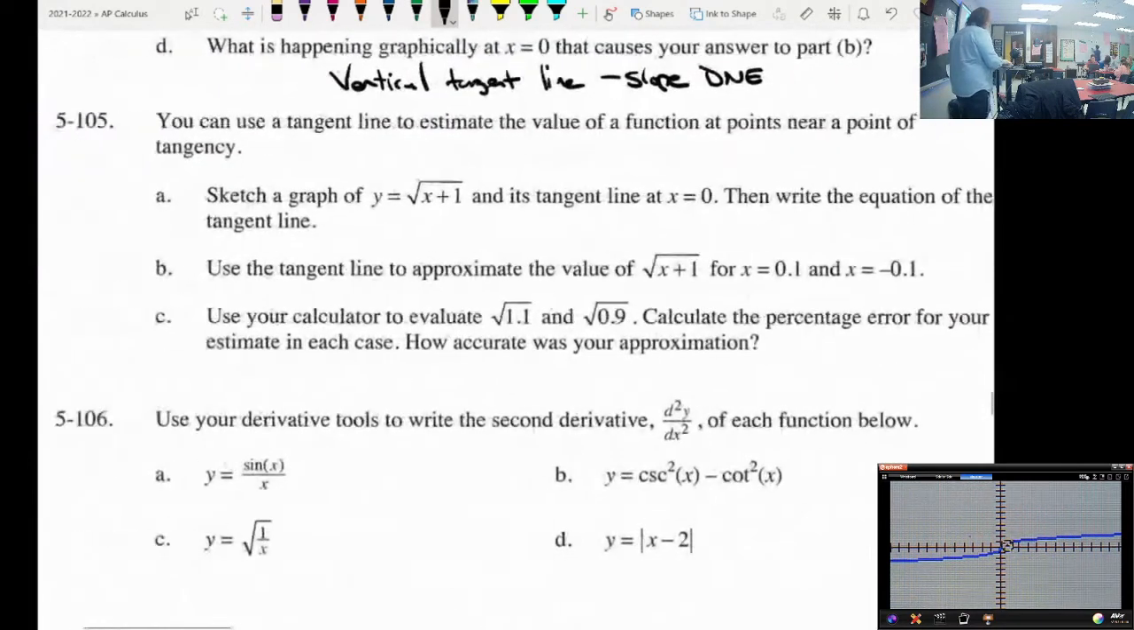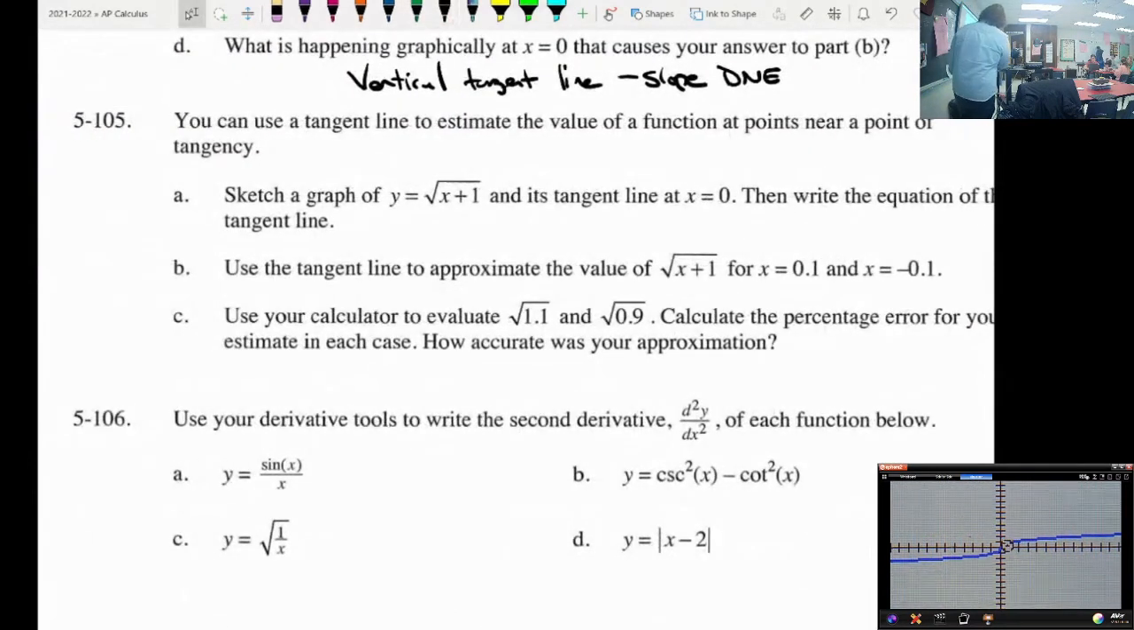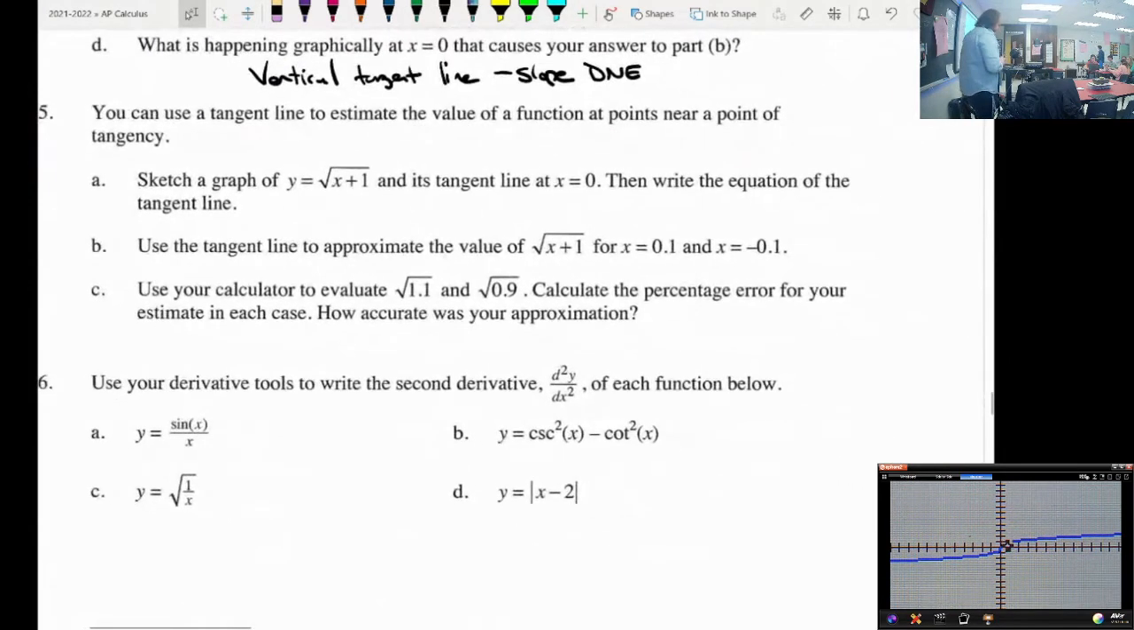Moving on into 105, another really powerful concept. We saw this a while ago, I want to say on the semester 1 exam actually. You can use a tangent line to estimate the value of a function at points near a point of tangency. We're going to sketch a quick graph of the square root of x plus 1.